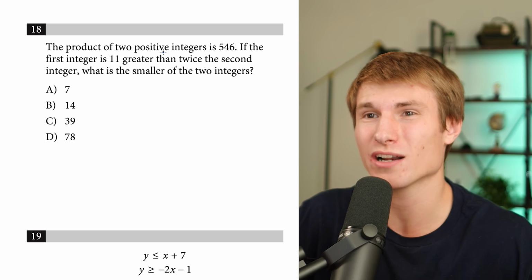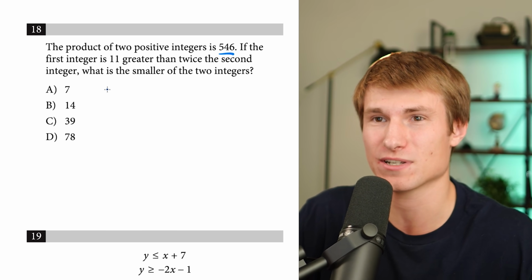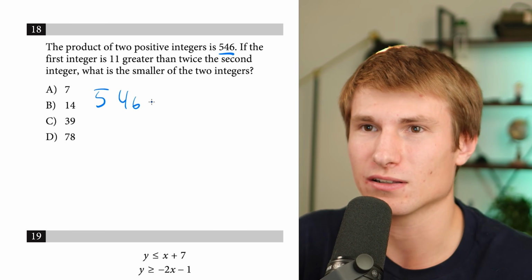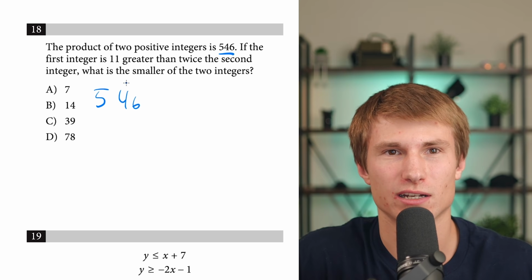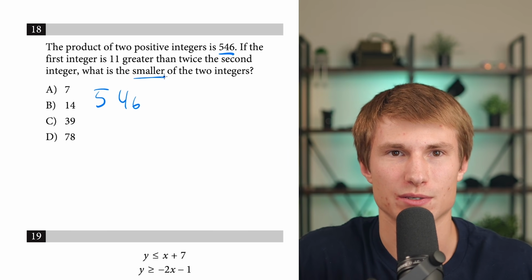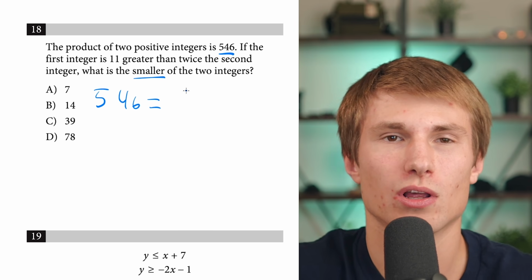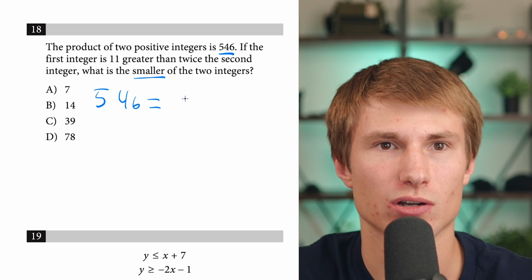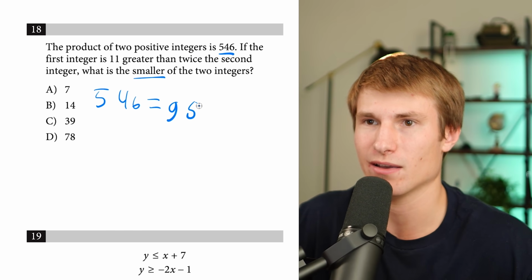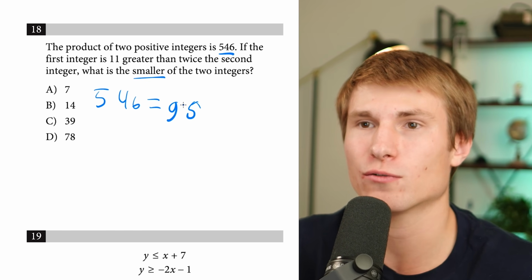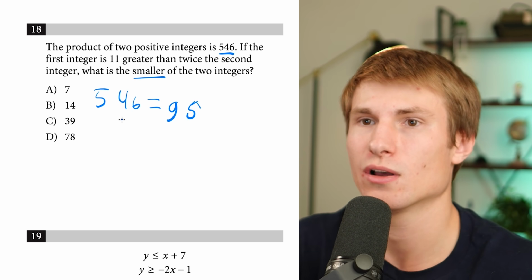Here's how to efficiently set up and solve this SAT math question. Question 18 states the product of two positive integers is 546. If the first integer is 11 greater than twice the second integer, what is the smaller of the two integers? So we want to solve for the smaller of the two integers. Since we have greater and smaller, I'm going to use G and S as my variables. We know 546 is going to equal the product of these two variables, G and S.